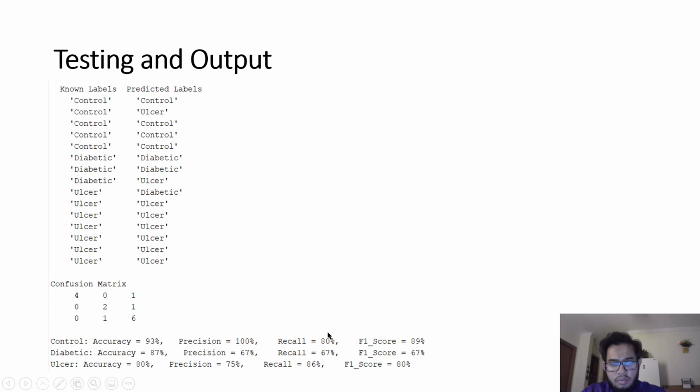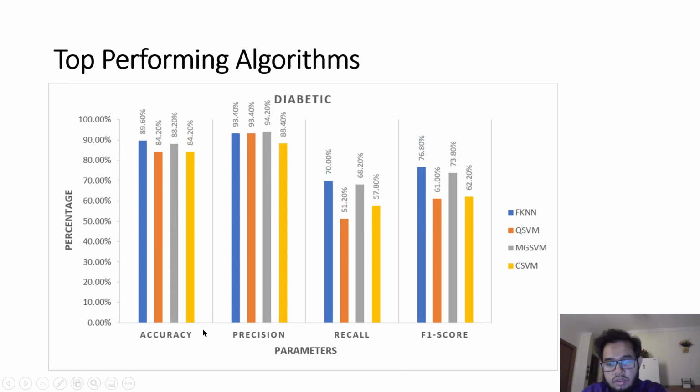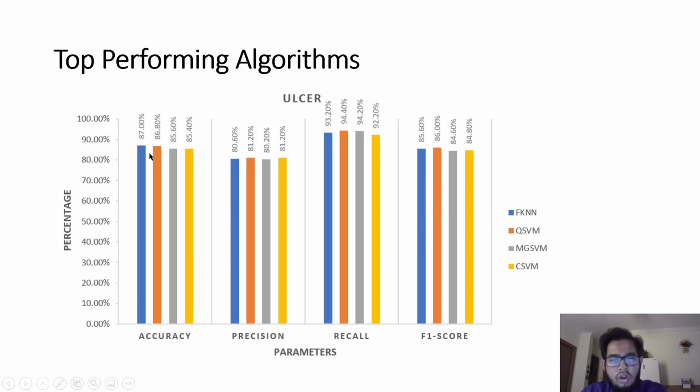As you can see, control performance is better, and it will be better in our case for almost all cases. But diabetic performance is low for recall and F1 score. If we look at the performance for all the cases, for control the performance is not bad. FKNN is always winning here, but the support vector machine is also doing well. For diabetic, the accuracy and precision are good, but recall and F1 score were low. And for ulcer, it was more or less good for all the metrics, not excellent, but acceptable.